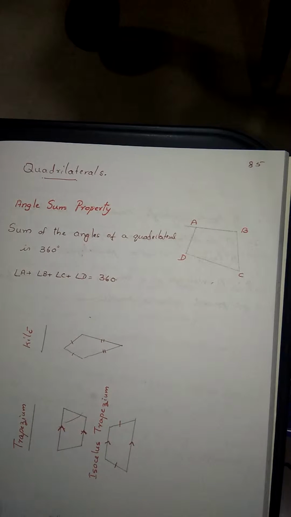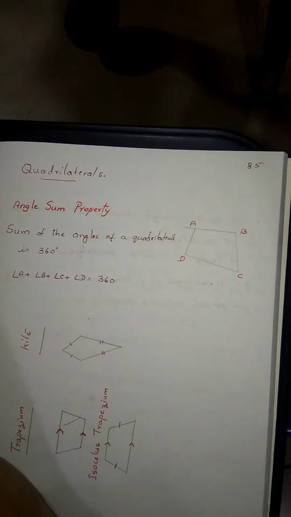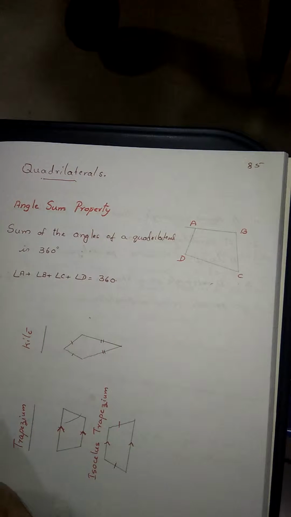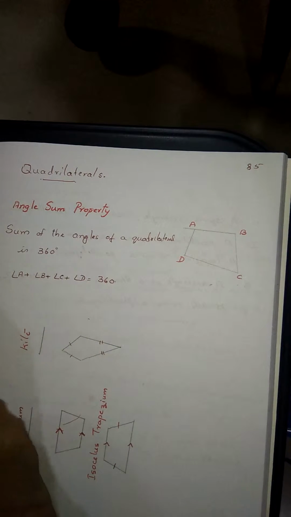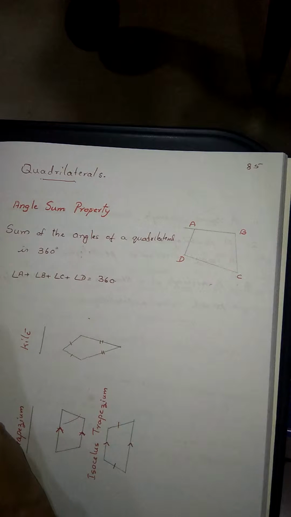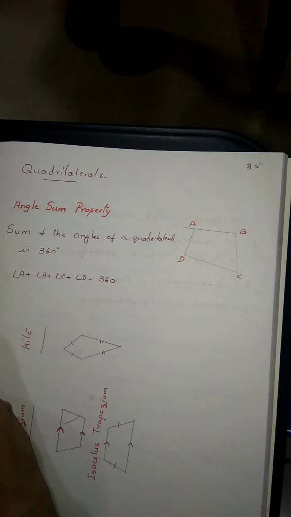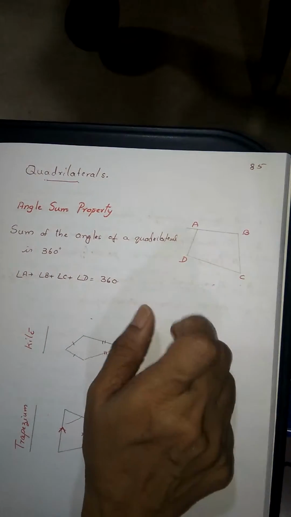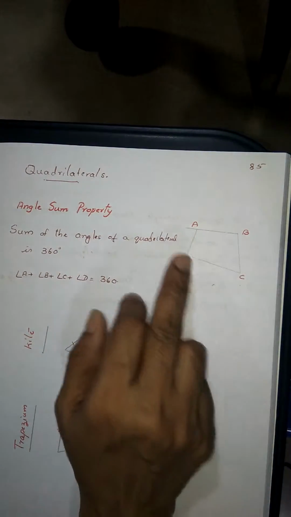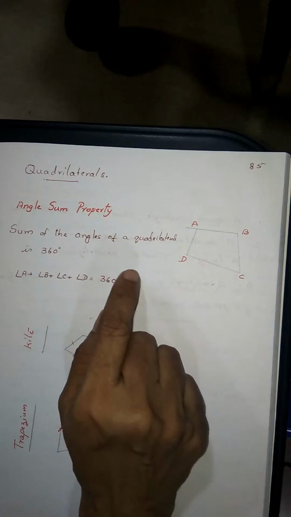The chapter is Quadrilaterals for Standard 9. So, what do you mean by a quadrilateral? It is any closed figure with 4 sides. With 3 sides, we call it a triangle. 4 sides is called a quadrilateral. 5 sides, it's a pentagon. 6 sides, a hexagon, etc. And any closed figure with 4 sides is called a quadrilateral.